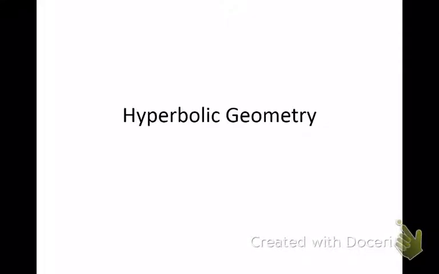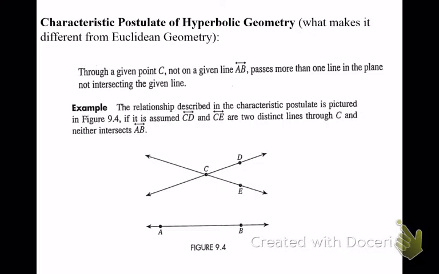We're going to learn about hyperbolic geometry today. So we'll start out with the characteristic postulate of hyperbolic geometry. And this is what makes it different from Euclidean geometry. It says, through a given point C, not on a given line AB, passes more than one line in a plane not intersecting a given line.